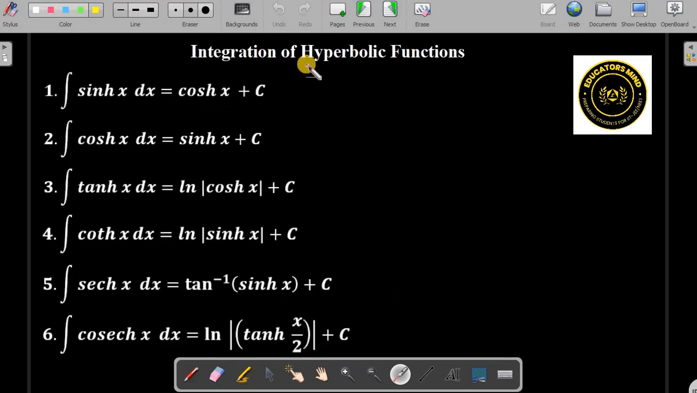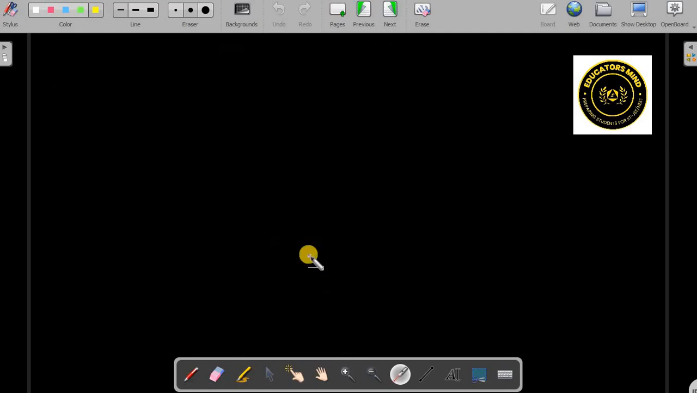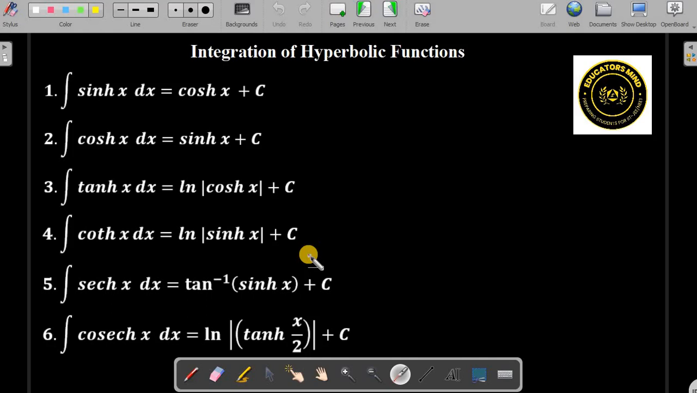Okay. Now hyperbolic functions: sinh x dx is cosh x, cosh x is sinh x, tanh x is ln cosh x, coth x is ln sinh x plus c, sech x is tan inverse sinh x, cosech x is ln tanh x by 2 plus c. Okay. So these are important formulas which you must remember.